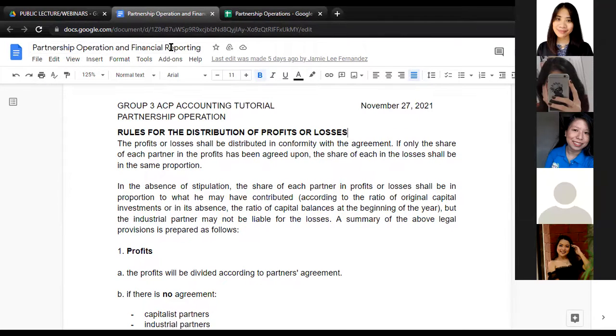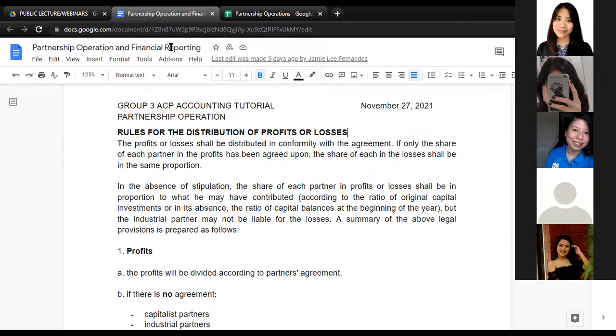Good evening, everyone. So, rules for the distribution of profit or losses. The profit or losses shall be distributed in conformity with the agreement. If only the share of each partner in the profit has been agreed upon, the share of each in the loss shall be in the same proportion.